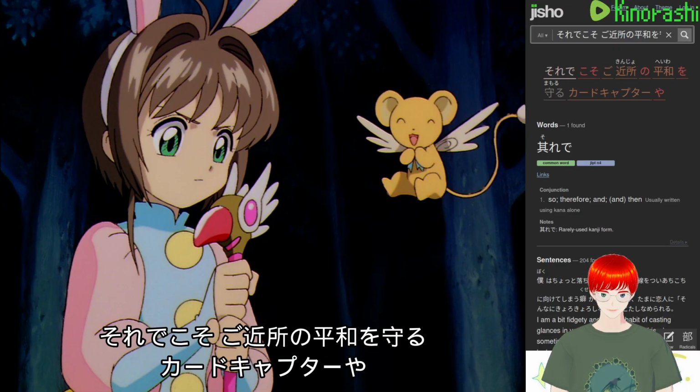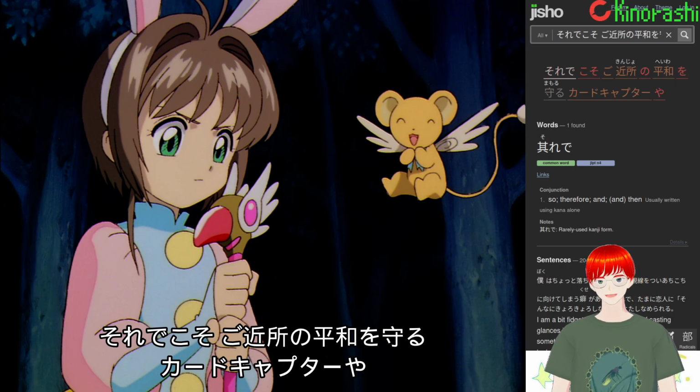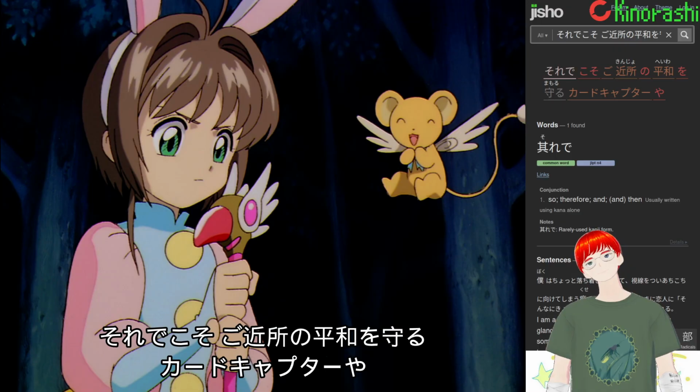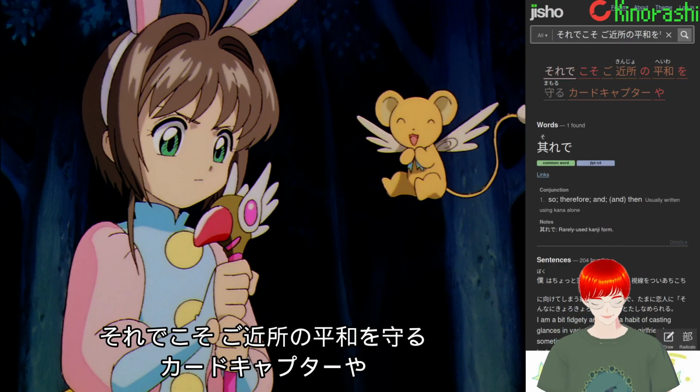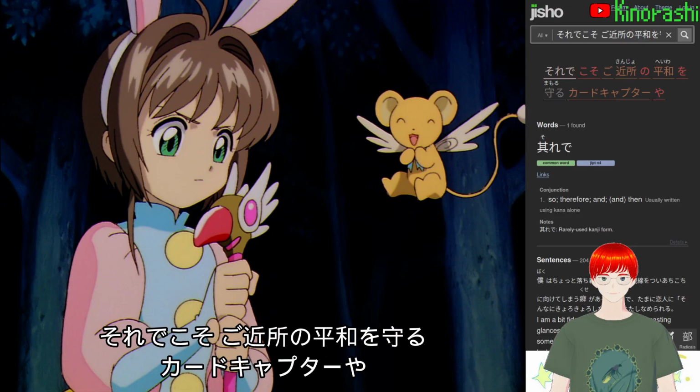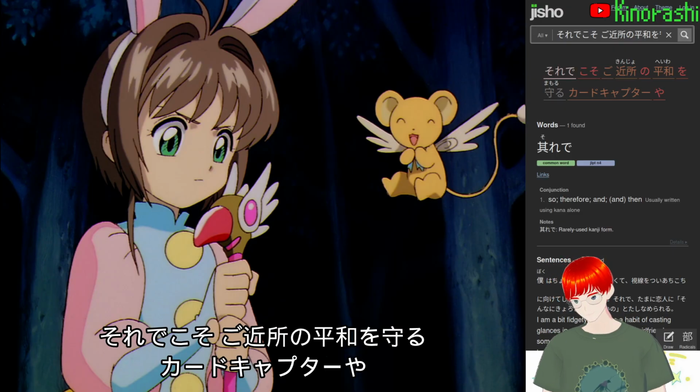The phrase "sore de koso" affirms the following statement by establishing causal and essential links. Sore de, because of that, and then koso, a particle of strong emphasis meaning precisely or exactly. Combined, sore de koso, the structure means it is precisely by doing that, by being a neighborhood protector card captor.